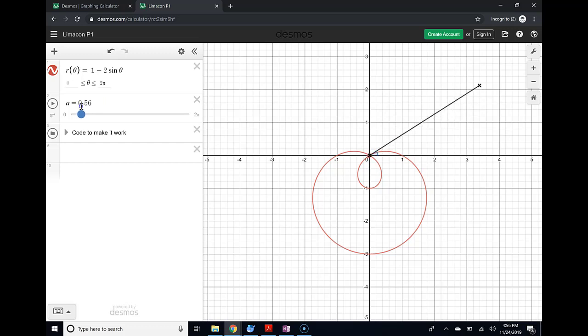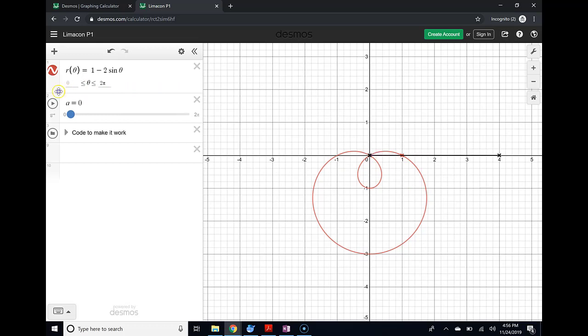Sometime here, when we go through the origin, we start to trace out this inner loop. And this is the bit that we're trying to figure out the area of. Then after so long, maybe about right here, we go through the origin again, and then we're tracing out this outer loop all the way back to 2 pi, and that's where we would end.